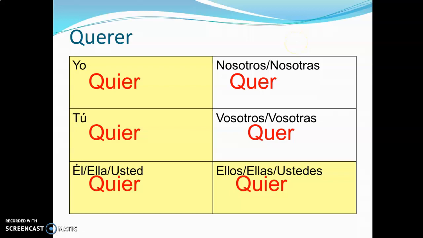Once I have my stem filled in, then I can put my ER endings, which are o, es, e, emos, éis, en. So I want, yo quiero. You want, tú quieres. He wants, él quiere. We want, nosotros queremos. You guys want, vosotros queréis. And they want, ellos quieren.